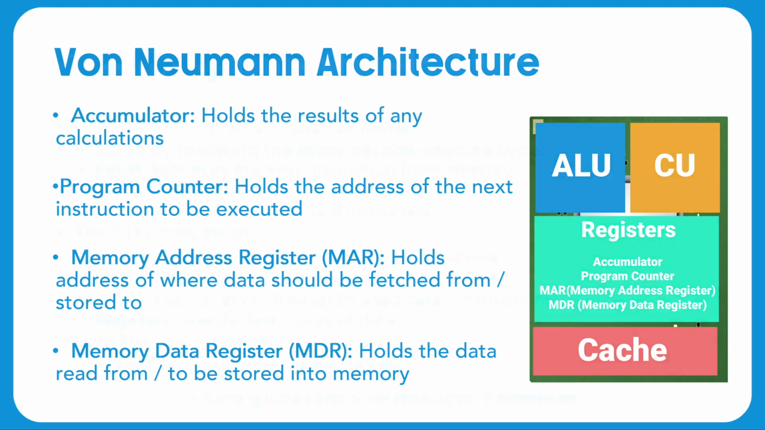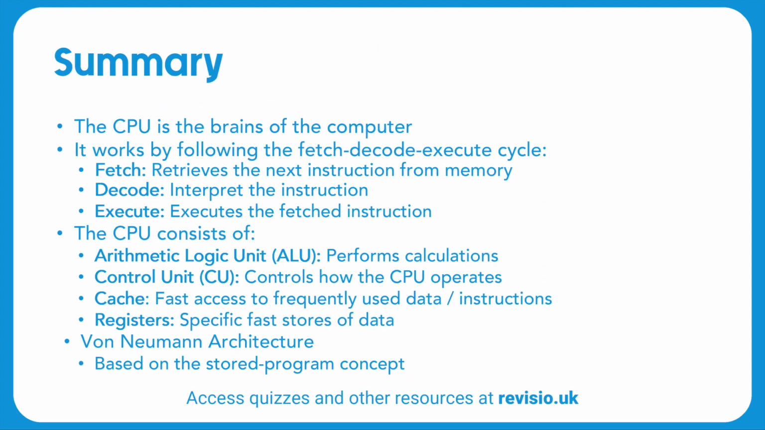So let's recap what we've covered in this lesson. The CPU is the brains of the computer. It works by following the Fetch-Decode-Execute cycle, which involves firstly fetching instructions and data from memory, then decoding these instructions to work out what the CPU should be doing, before executing these instructions.